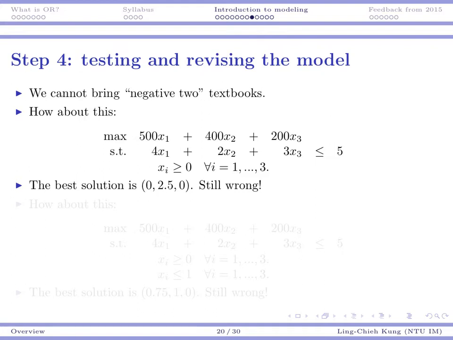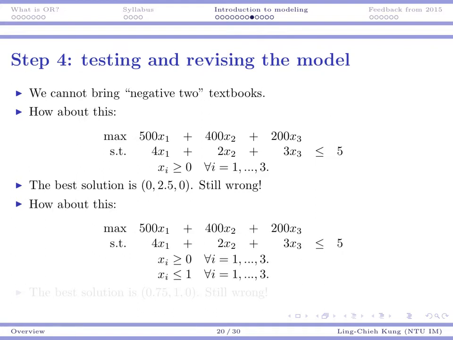And again, that's impossible. That's violating the physical restriction. So how about this? I'm going to say that for each book, I have at most one book. I cannot carry 2.5. So this is another refinement. Unfortunately, it's still not enough because if we hand in this model to a solver, the best solution would be here. I'm going to carry one book 2 and 3/4 of book 1.